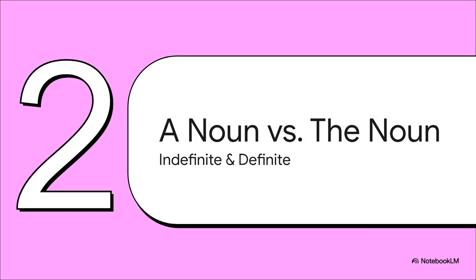Okay, so we've got our 5 clues to find nouns. Now, you might have noticed that a couple of those clues, the al prefix and the tanween, actually told us a little something extra. They hinted at probably the most important distinction for any noun in Arabic. Is it a general, non-specific thing, or is it a very particular one?